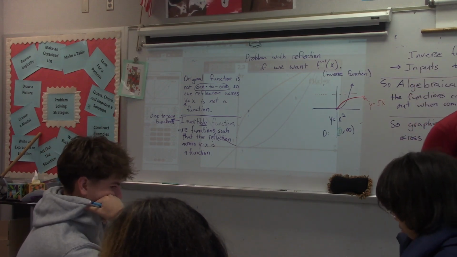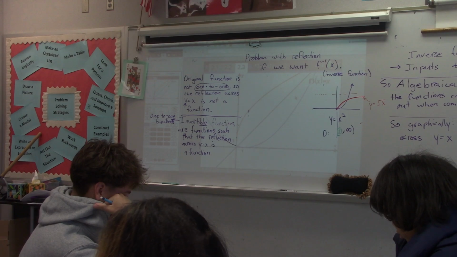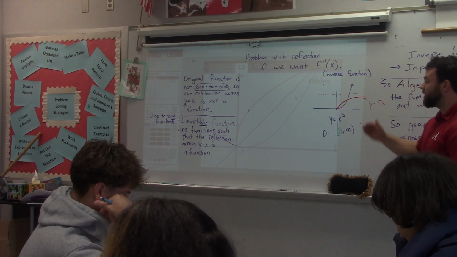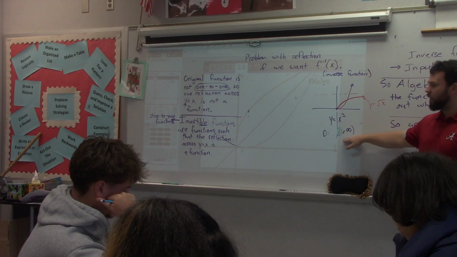Okay? So, please make sure you have these notes to yourself. Invertible functions are functions such that the reflection across y equals x is a function. So what can we do? What was the language I used here to change the domain?